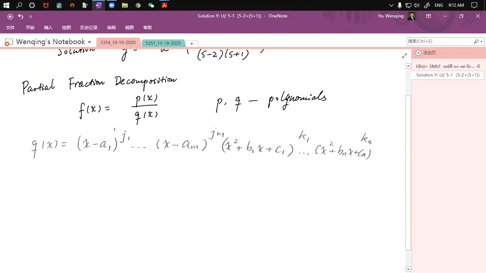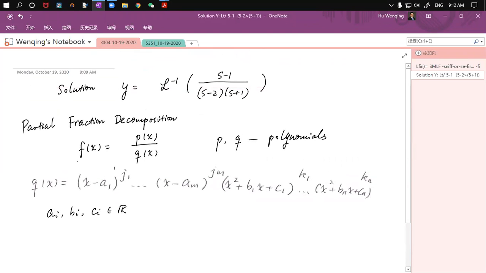So what's this talking about? Well, the A_i's, the B_i's, and the C_i's are real numbers. That means the polynomial Q of X is going to have some roots. The polynomial Q of X has the roots A1 to AM with multiplicities J1 up to JM. So those are the real roots.